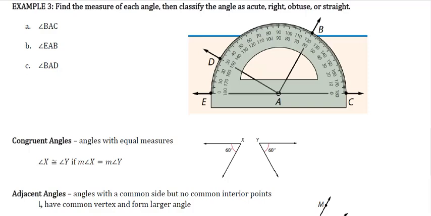All right, so if we look at angle BAC, we're going from B down to A over to C. We want to measure. Notice this line is on 0, that's helpful. And it's going up along here. Is it going on the outside though? No, because that's on the outside, that's 110. So really, we could draw the line inside. It's going from 0 up here to 60. So angle BAC is 60 degrees. Is that acute, right, obtuse, or straight? Well, it's less than 90, so it's acute.